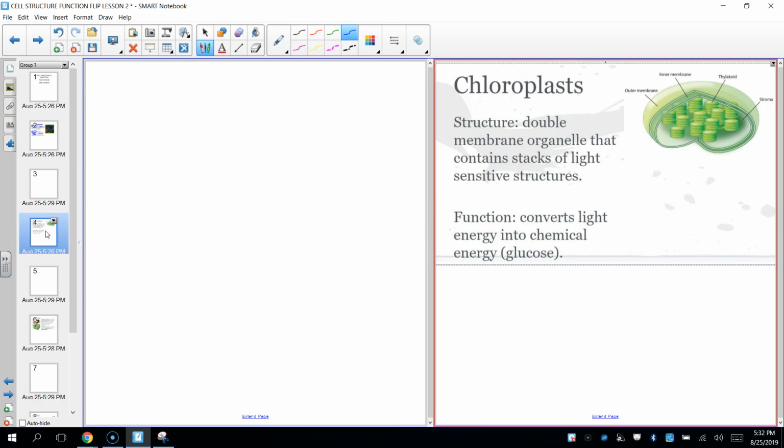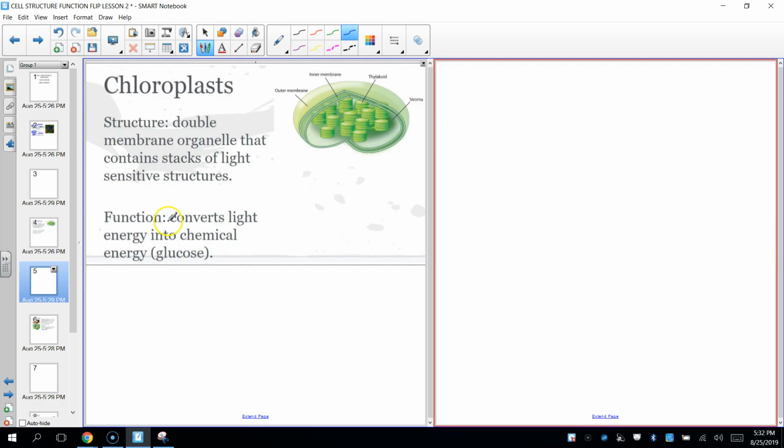Another thing I want to talk about is a type of organelle called a chloroplast. Now, a chloroplast is actually the equivalent of a mitochondria, but in a plant cell, okay? So the chloroplast is kind of the powerhouse of a plant cell. So we only find chloroplasts in plant cells.